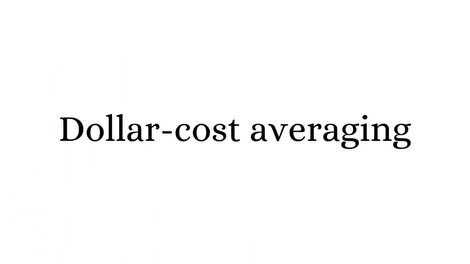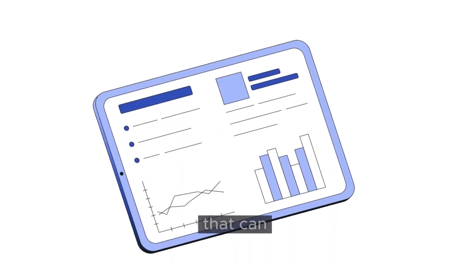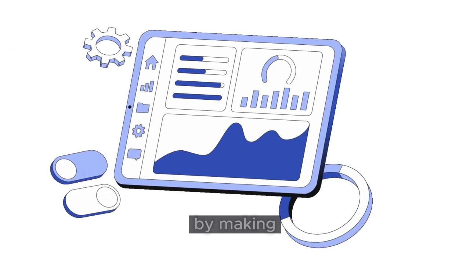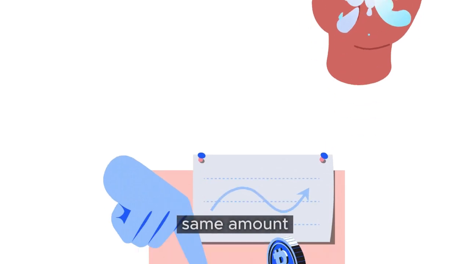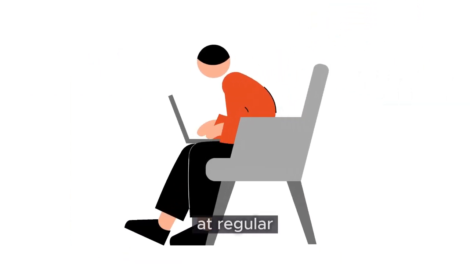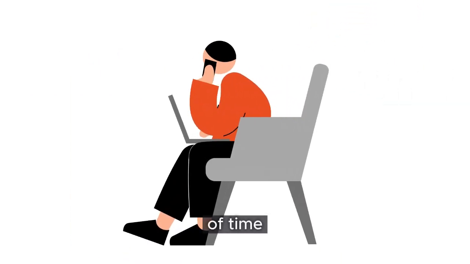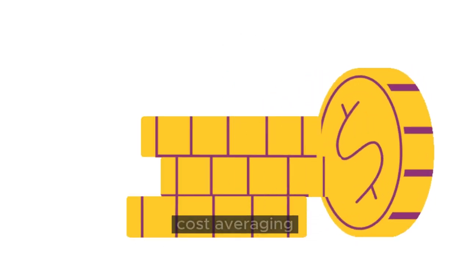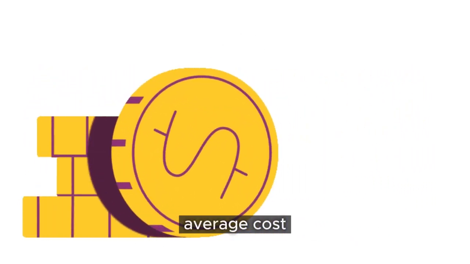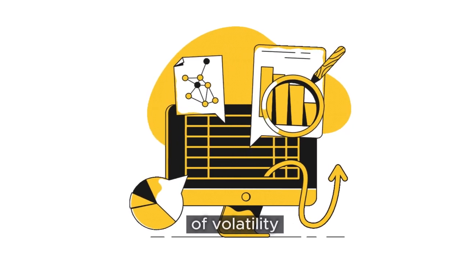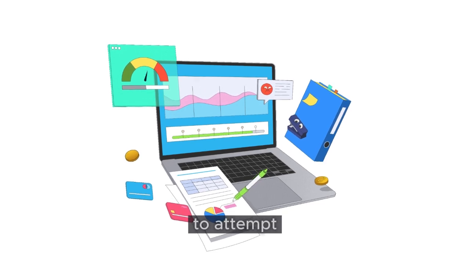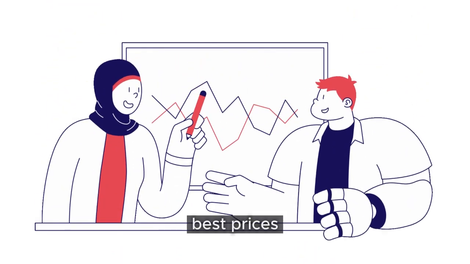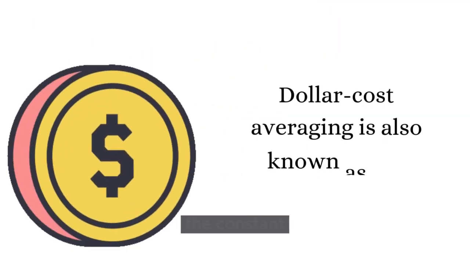Let's dive in. Dollar cost averaging is a strategy that can make it easier to deal with uncertain markets by making purchases automatic. It also supports an investor's effort to invest regularly. Dollar cost averaging involves investing the same amount of money in a target security at regular intervals over a certain period of time, regardless of price. By using dollar cost averaging, investors may lower their average cost per share and reduce the impact of volatility on their portfolios. In effect, this strategy eliminates the effort required to attempt to time the market to buy at the best prices. Dollar cost averaging is also known as the constant dollar plan.